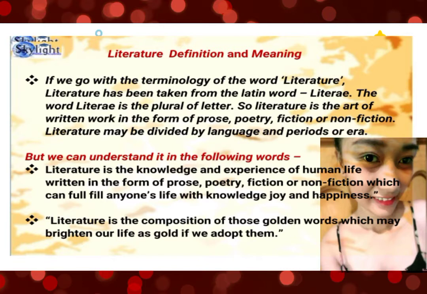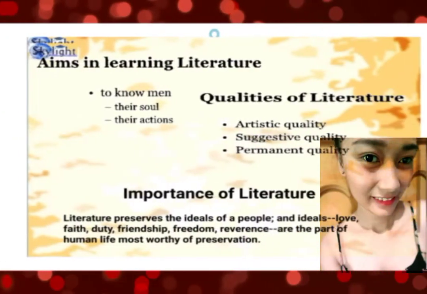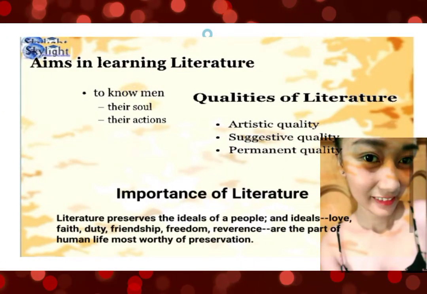So it really clearly stated there. Aim in learning literature, to know men, their soul, and their actions. So the qualities of literature is that it is artistic, suggestive, and permanent, diba? Permanent. Kaya nga, diba, English literature still survives today in our modern world.